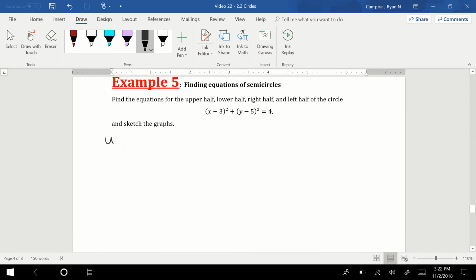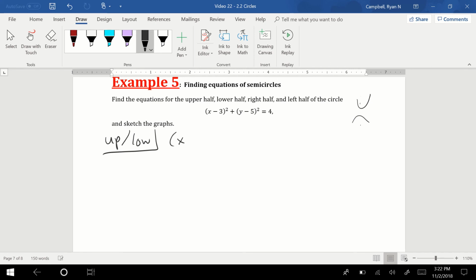All right, so upper and lower, what do we got to do? What do we got to solve for? So remember, upper and lower is going to be our actual functions, right? So that's going to be solving for y. So let's solve for y.